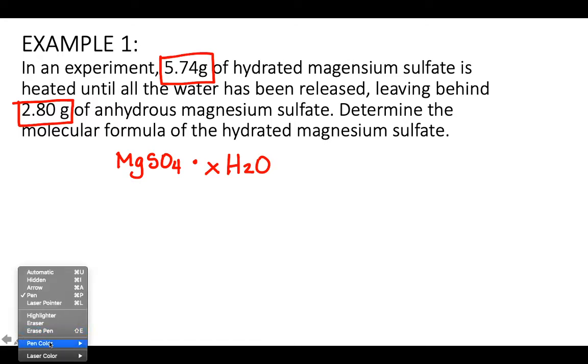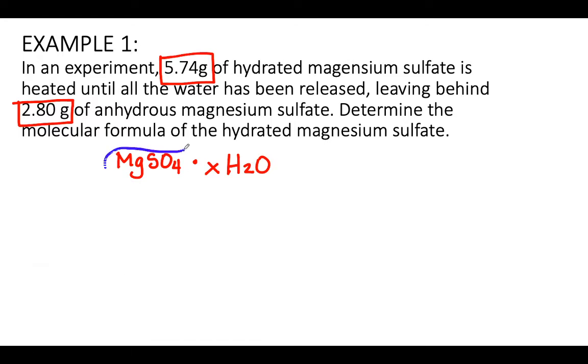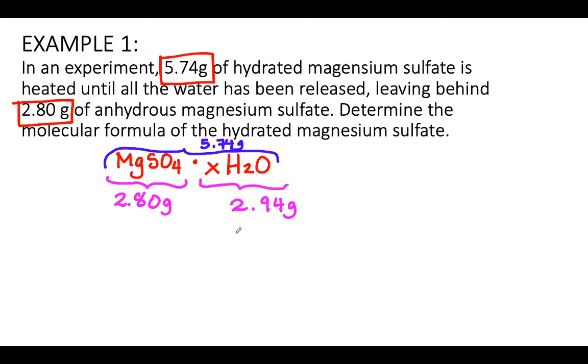So the information that they've given us so far in this question is that the total mass of this hydrated compound is 5.74 grams. The other piece of information is that when all of the water is removed, when you've got just the magnesium sulfate left over, the mass is 2.80 grams. Because I know the total mass and the mass of just the magnesium sulfate, I can, using subtraction, find that the mass of the water in this particular compound is 2.94 grams. So that's my first step, right? Is to find the mass of the water here.